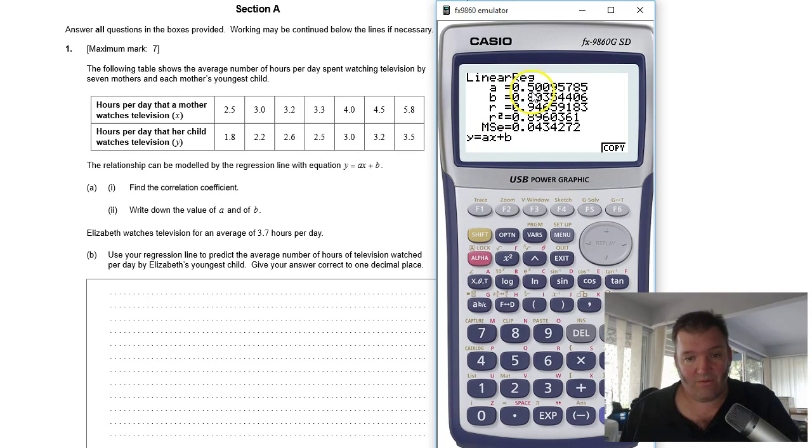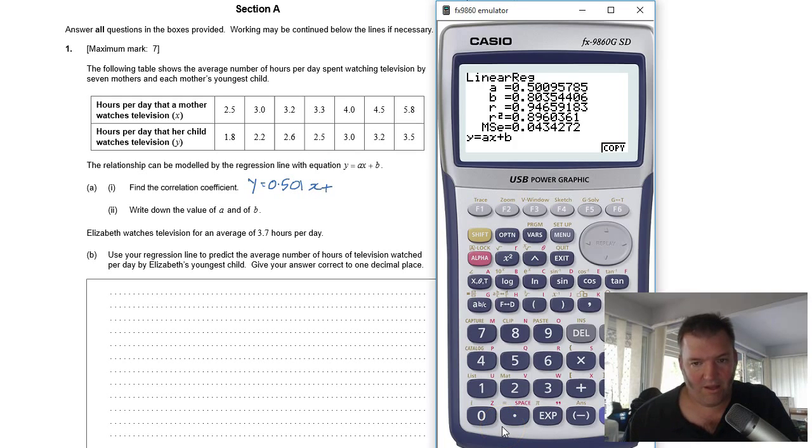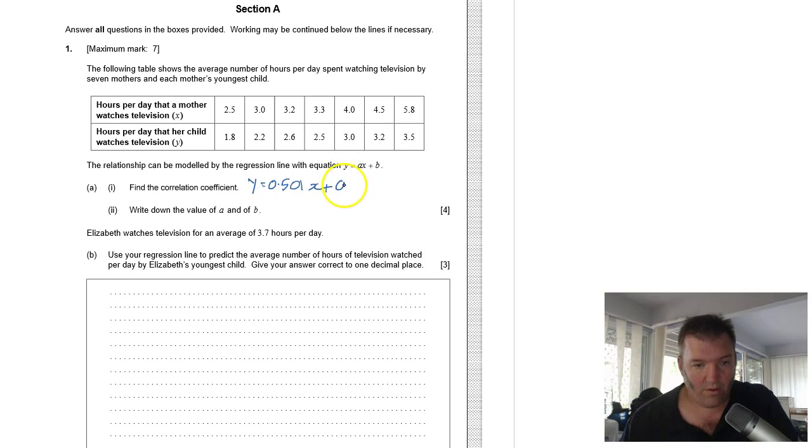y equals 0.501, 3 significant figures, x plus b. So let's write that down. I'm just going to put it over here where I can actually see what's going on. So y equals 0.501x plus 0.804. Oh, I'm doing them in the wrong order here. There's my ax plus b.